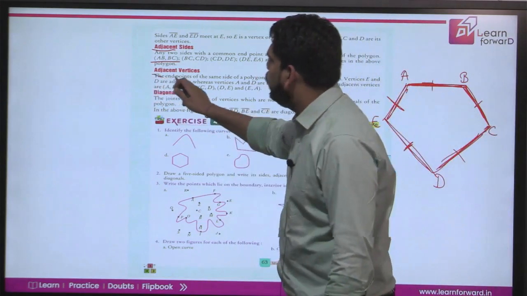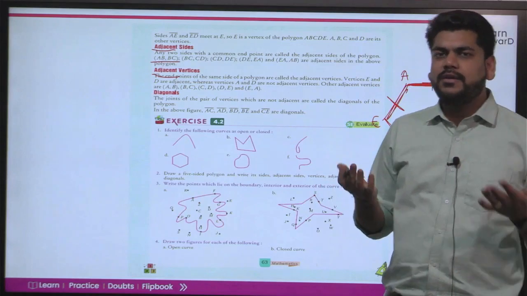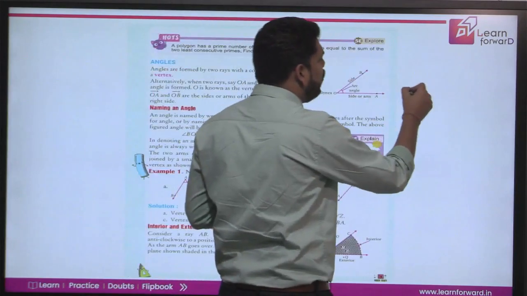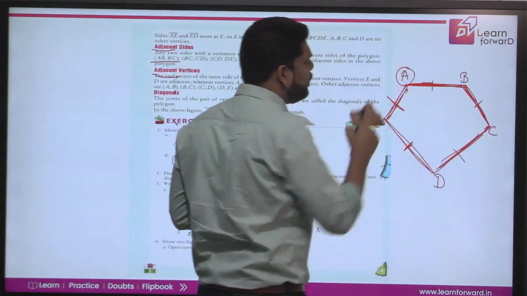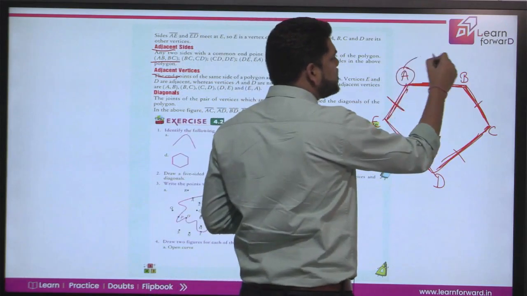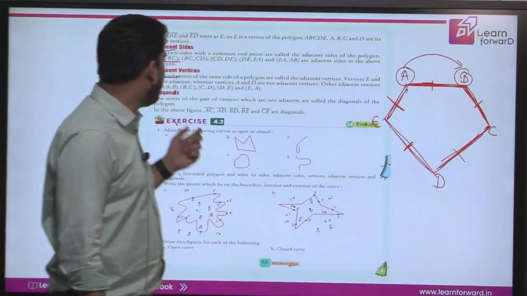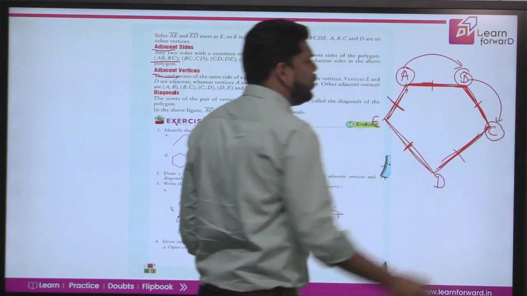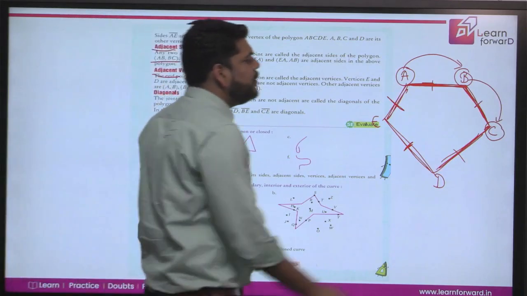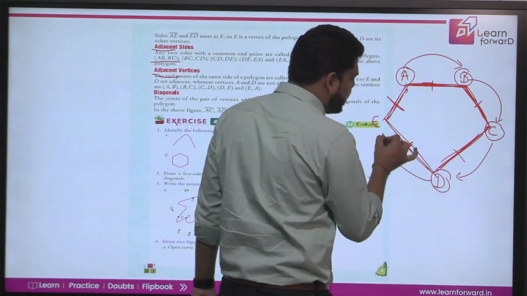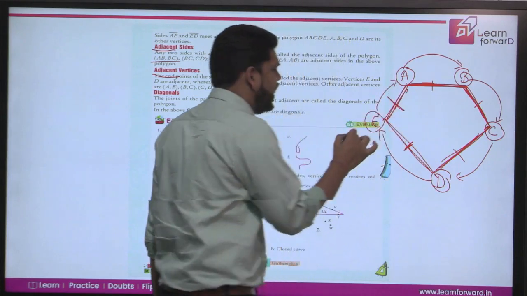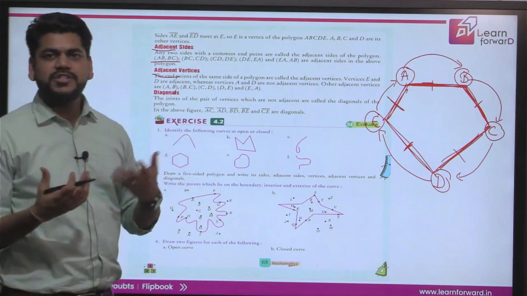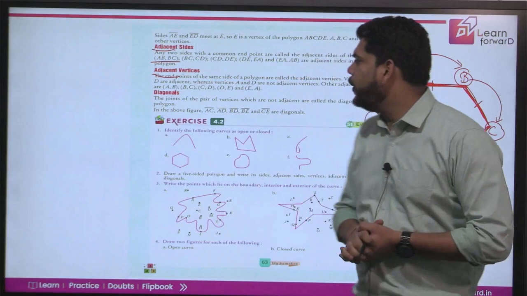Next is adjacent vertex. Adjacent means padosi, neighbors. Vertex means a point. So who is the neighbor of A? We can say A is a neighbor of B. So how will we write? A comma B. Now B is the neighbor of C. B comma C. Similarly, C is the neighbor of D, D is the neighbor of E, and E is the neighbor of A. So again we have 5 pairs where we can say these are adjacent vertices. I hope this is also clear to you.